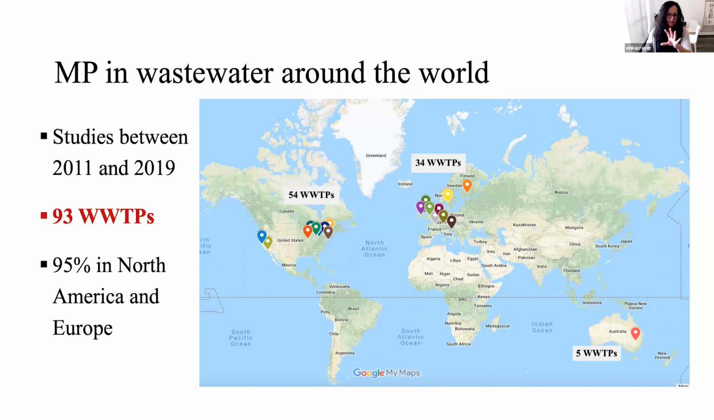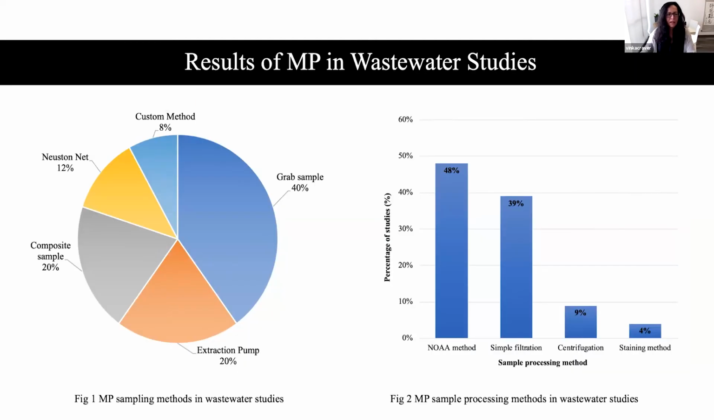So this is what was available at that time. We have the southern hemisphere, and we have some wastewater treatment plants in Australia, but Australia is a much more developed country compared to all the other countries in the southern hemisphere. So, some results that we found.